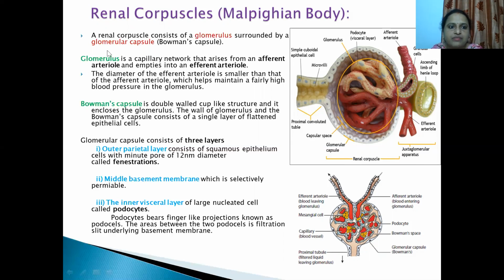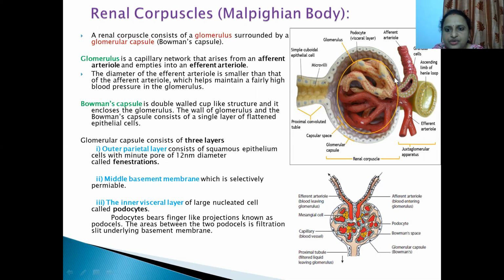And see here the glomerulus is surrounded by a cup-like structure called the glomerular capsule, or we can also call it Bowman's capsule. And Bowman's capsule is nothing but a double-layered structure consisting of 3 layers: outer parietal layer, middle basement membrane, and inner visceral layer. The outer parietal layer consists of squamous epithelium, and this squamous epithelium has minute pores, and those pores are called fenestrations.